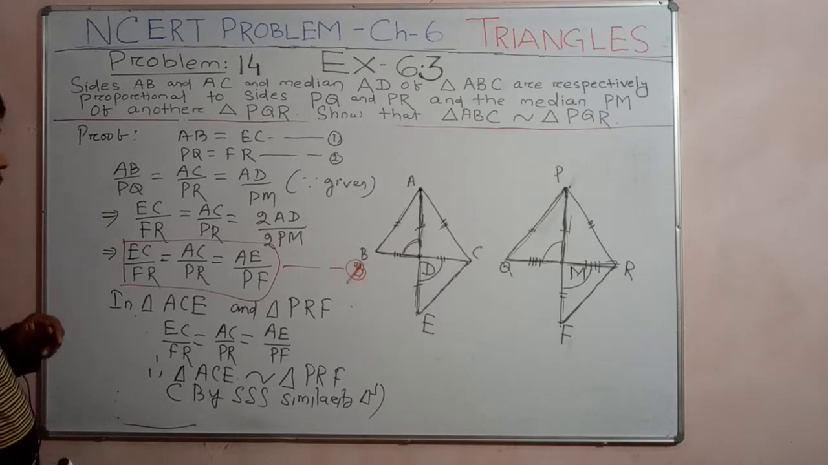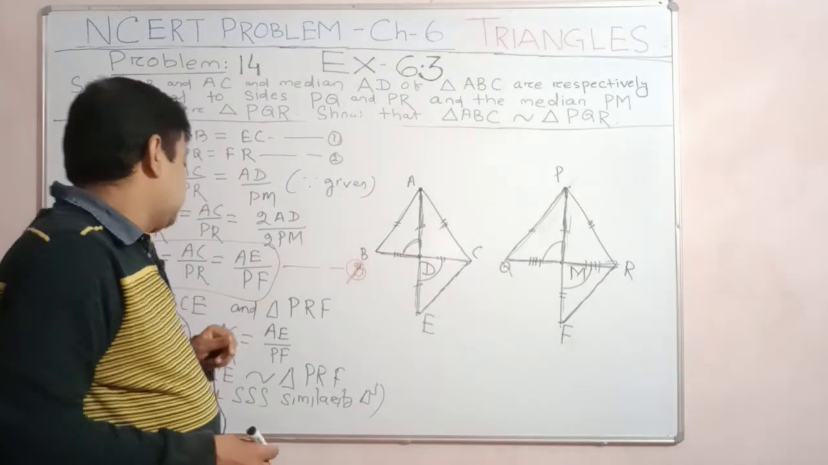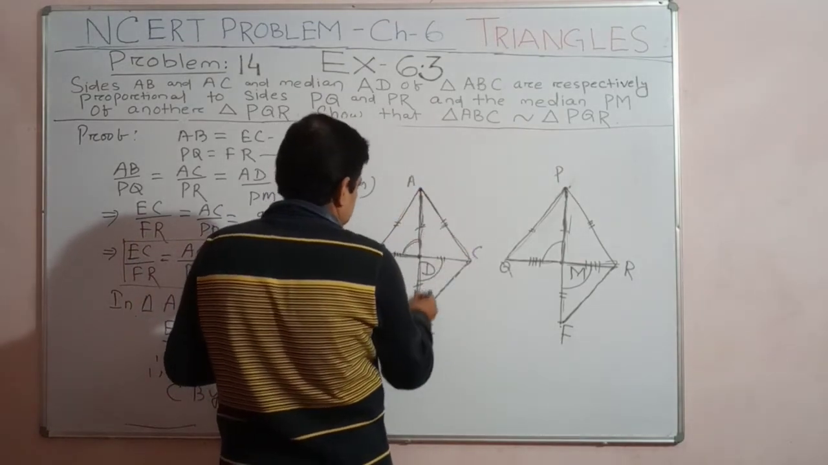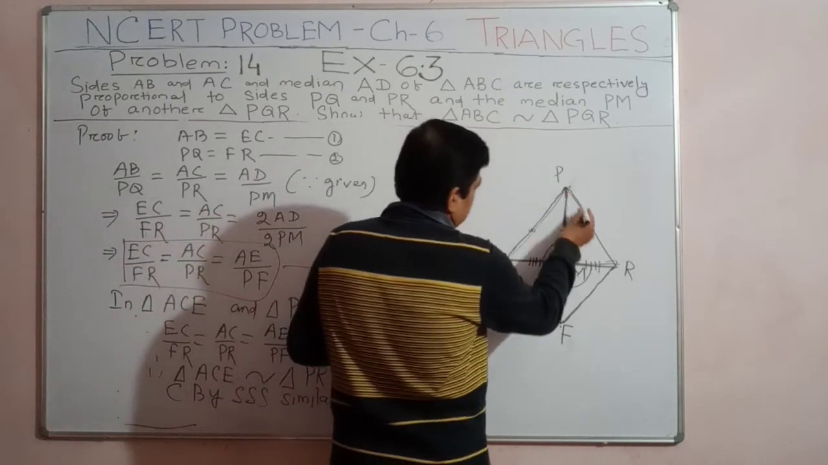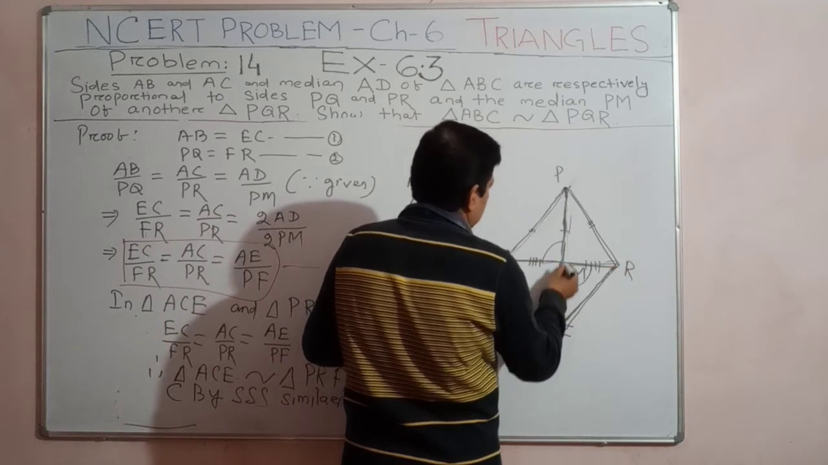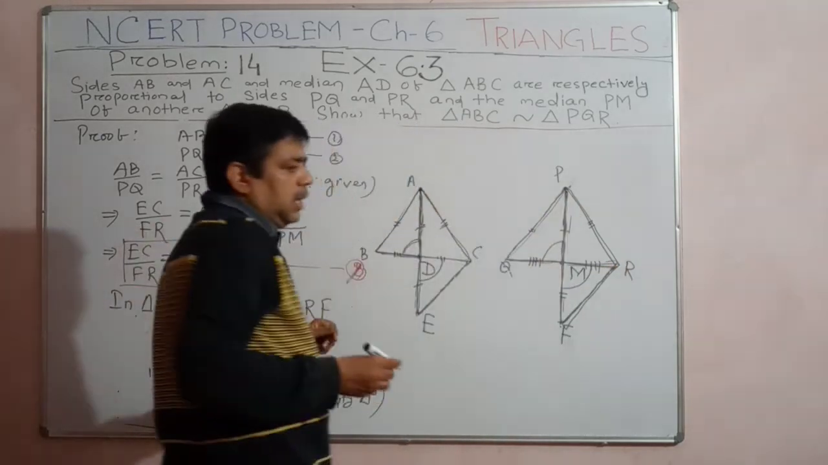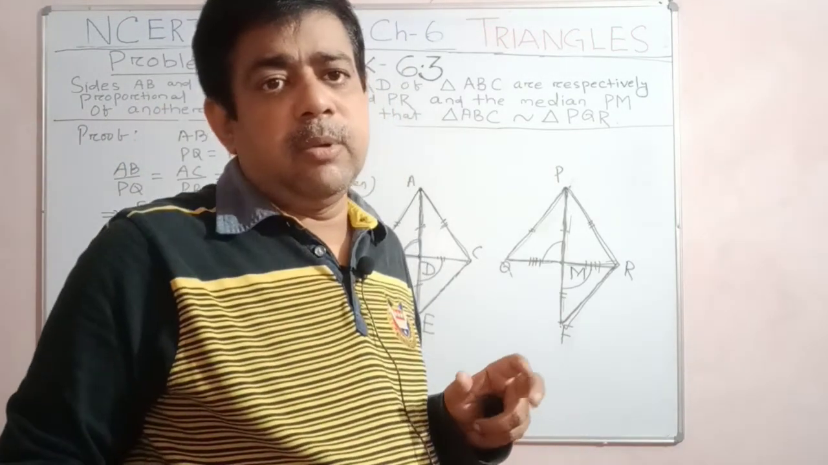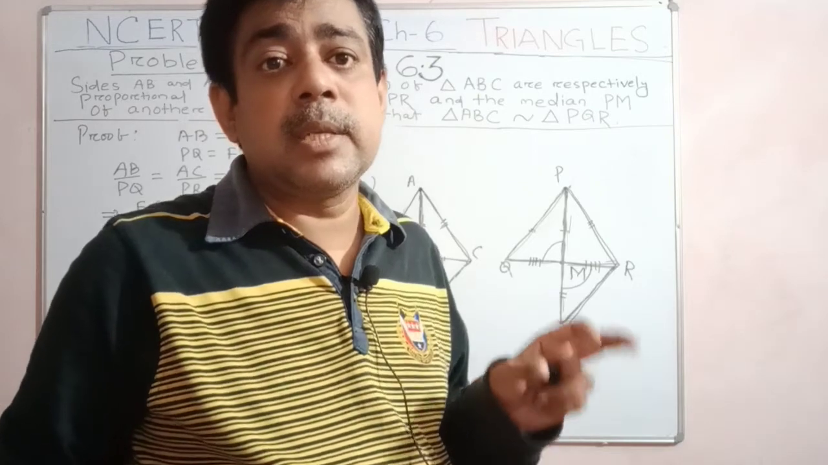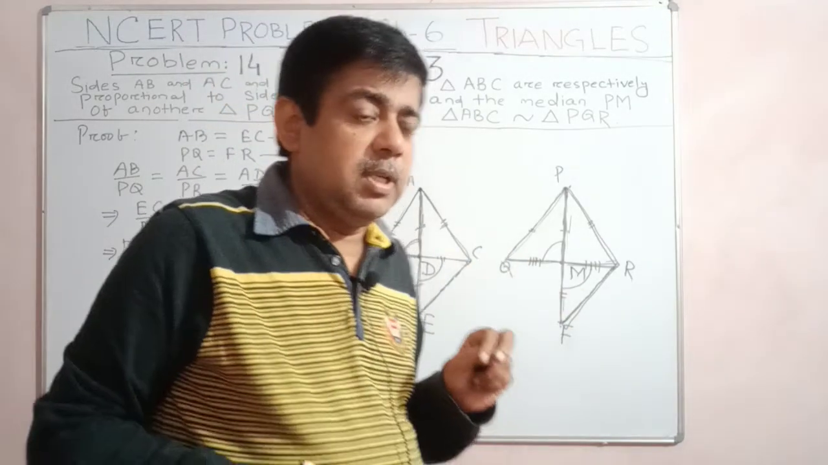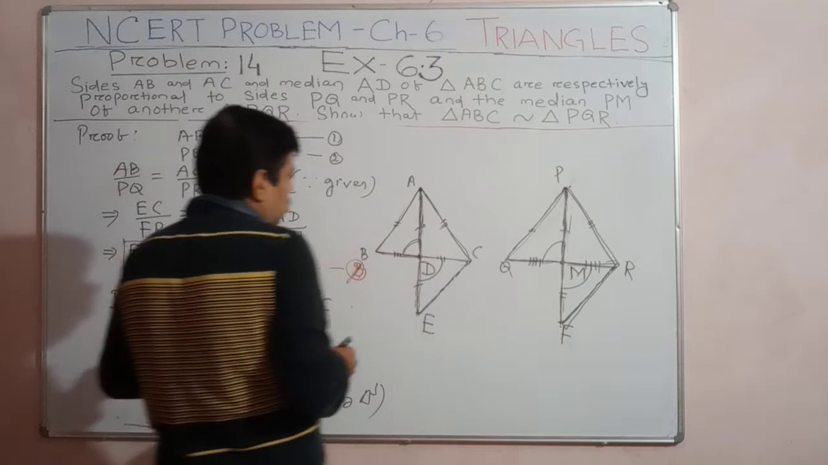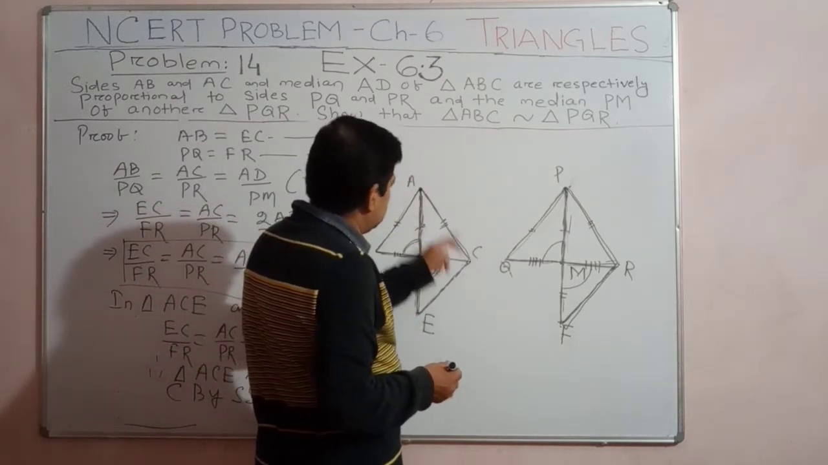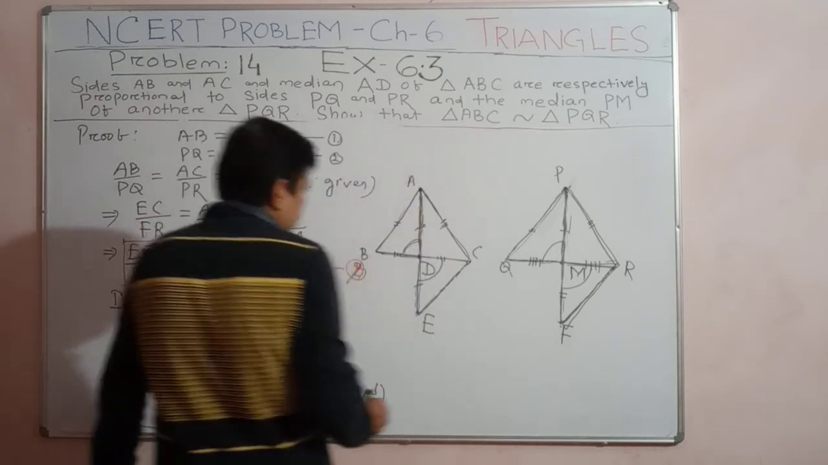Since triangle ACE is similar to triangle PRF, the two triangles are similar. According to the condition of similarity of triangles, what do you know? Their corresponding angles are equal. Yes or no? Their corresponding angles are equal. So what is the corresponding angle in triangle ACE?